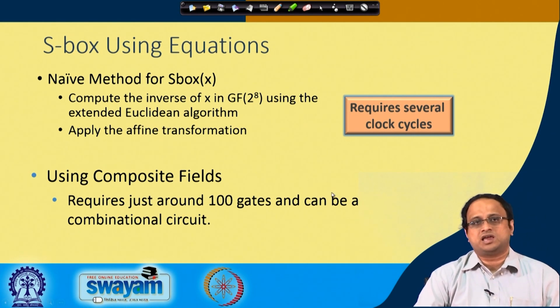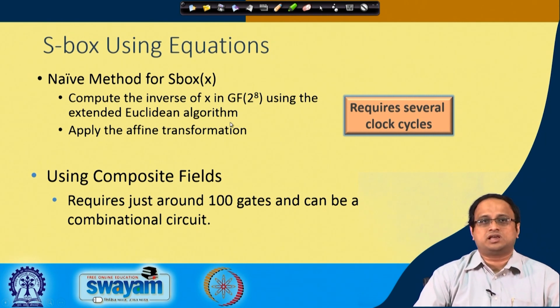Of course, I can compute the inverse of x in GF(2^8) using the extended Euclidean algorithm and then apply the affine transformation. But if I do it in this process, several clock cycles will be required to get the output of a single Sbox. And imagine that you have to do this for 16 Sboxes. Of course, you can do them in parallel, but then you would require a large amount of resources.